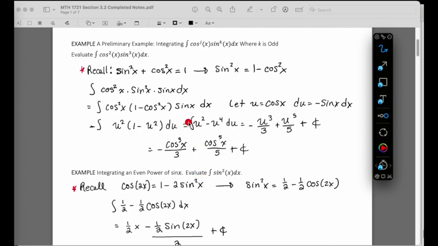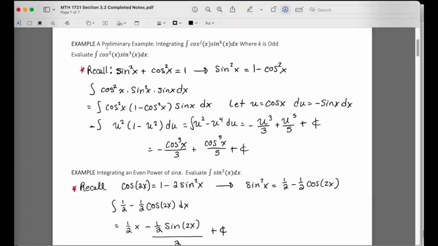So I have, oops, I noticed I forgot my minus here. Let me write that in here. Right here.